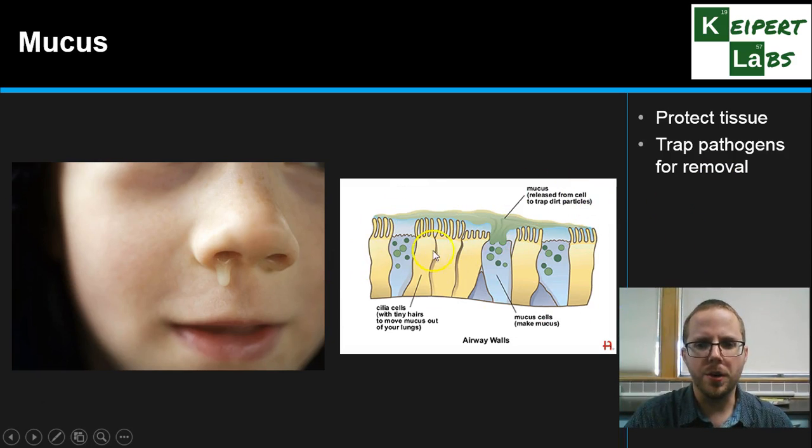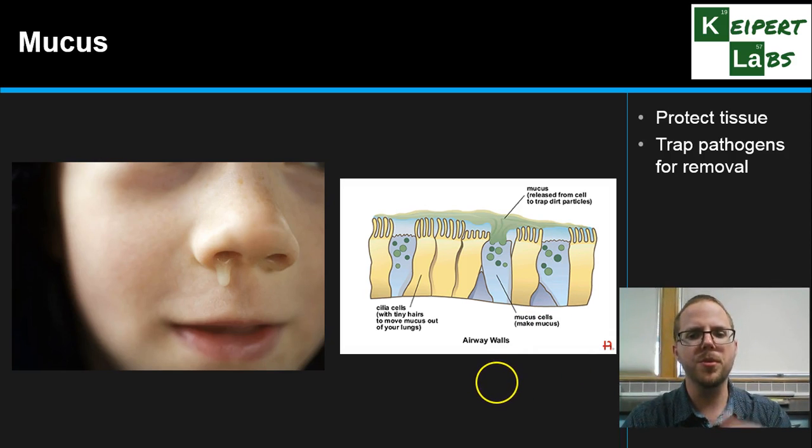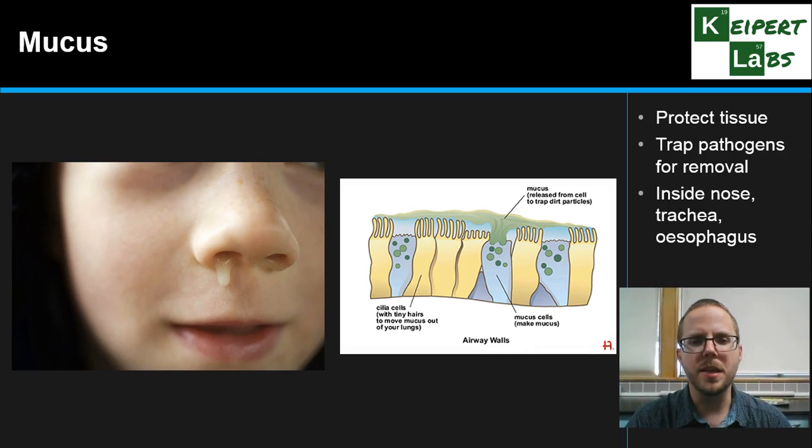So it's released from the cell and helps to trap things on the surface. And inside your airway, you also have these little hairs called cilia, which help to actually move that mucus along. That's one reason why if you've got a cold or perhaps a chest infection or something going on inside your airways, you will cough up a lot of phlegm or mucus. It's actually your body's way of trapping them for removal and then for disposal. So typically we're thinking about inside the nose, the trachea, and the esophagus, so your airway in particular, but also in the vagina, in the female reproductive system, for the same reason.